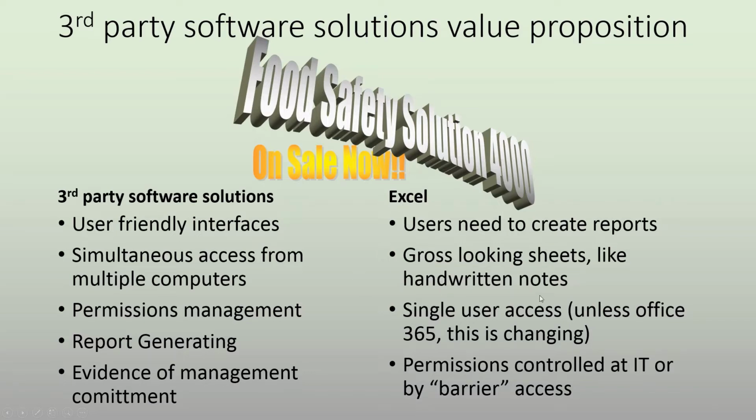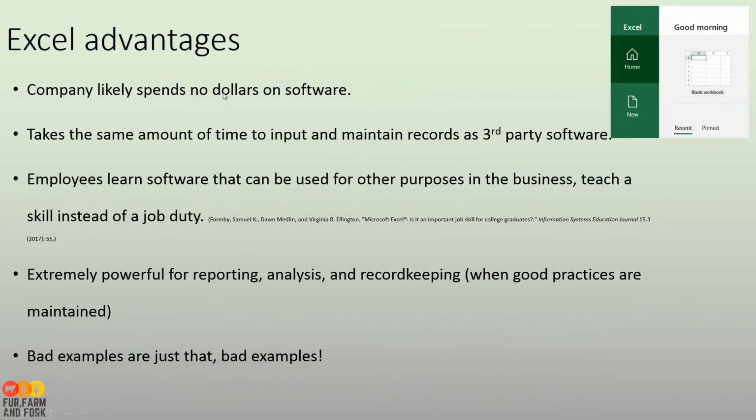Excel files have only single user access unless you're getting into Office 365, in which case it's starting to act more like Google Sheets or one of these solutions where multiple people can edit simultaneously. Generally, with the average license for Excel that your business has, it's going to be someone can edit the file and everyone else has read-only access. And permissions are controlled at IT or by barrier access versus permissions are created in these third-party software solutions.